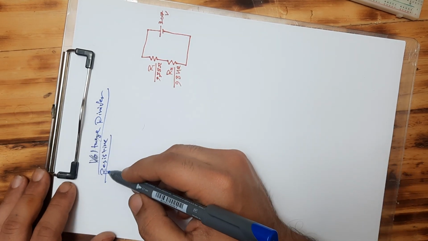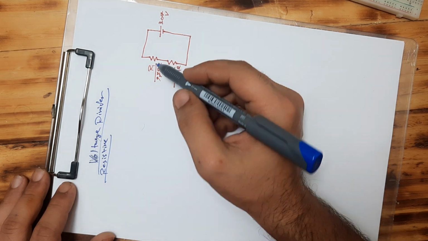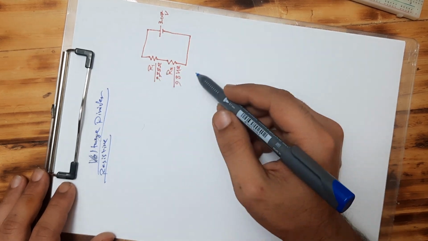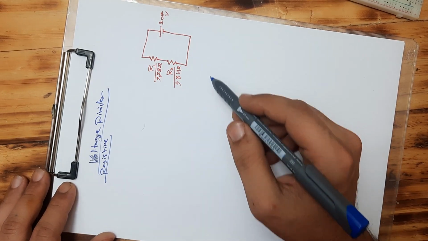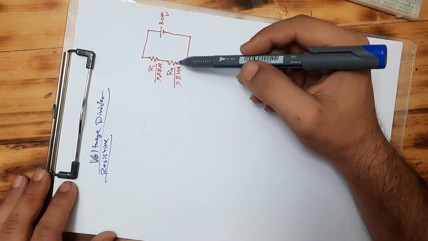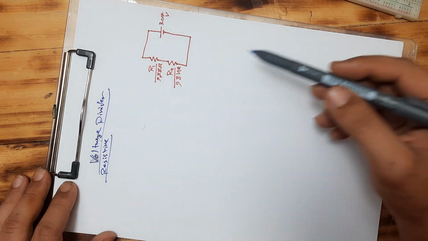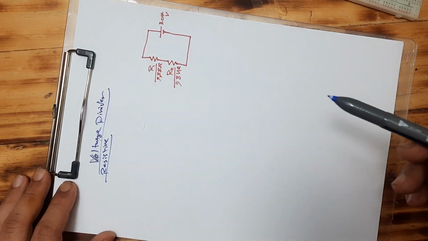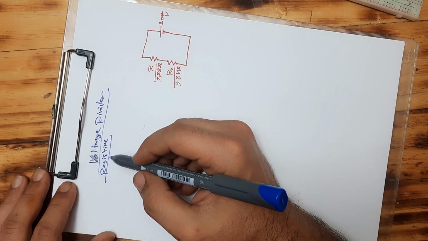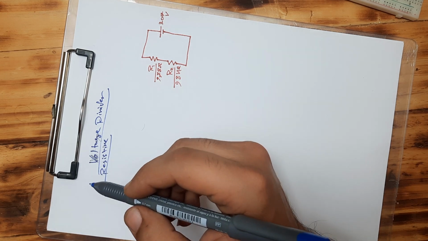The resistive voltage divider consists of resistors connected in series to each other, like the ones we have here, R1, R2. Of course, you can have maybe R3, R4, R6, however many you need doesn't matter. So we have resistive voltage dividers.